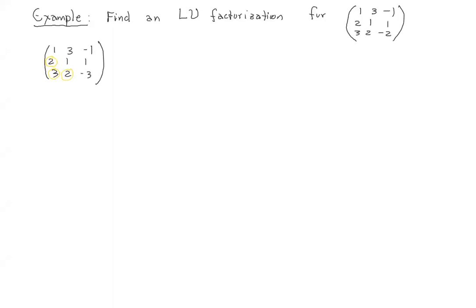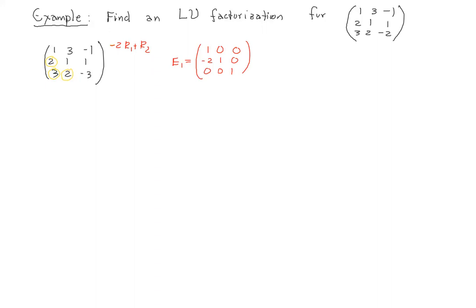So how do I make the 2 on the second row equal to 0? I simply implement -2 row 1 plus row 2. And now I will write down the matrix that implements this according to what we discussed before. So this will be 1, 0, 0; -2, 1, 0; 0, 0, 1. That's the matrix that implements this operation.